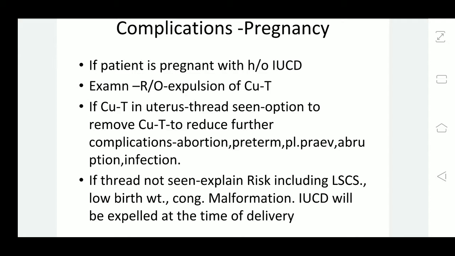Suppose the thread is not seen, then you can do the ultrasound and see if the copper T is inside the uterus, or maybe it is perforated. Then that is a more dangerous situation. If there is copper T inside the uterus with the pregnancy, then you can explain that there is again the risk of abortion or preterm labor, or a risk of placenta previa or abruption. Placenta previa, if it is there, you can see on ultrasound. Abruption may occur, you can explain to her.